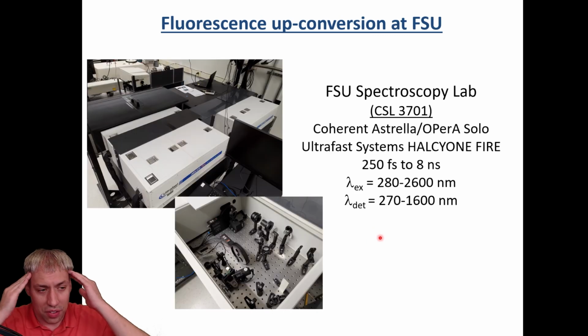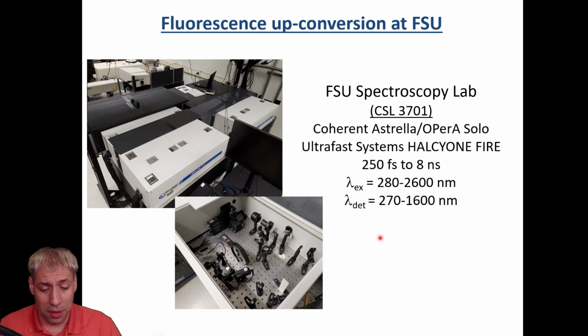But thankfully at FSU, we have one of these instruments. They're becoming increasingly user-friendly, and there are commercially available instruments. In our FSU spectroscopy lab in CSL 3701, we have a Coherent Astrella with an Opera Solo OPA that can tune the excitation wavelength. We have a delay line right here. And then right here is our ultrafast emission spectrometer, the Halcyon Fire from Ultrafast Systems. This allows us to measure emission decays between 250 femtoseconds and about 8 nanoseconds.